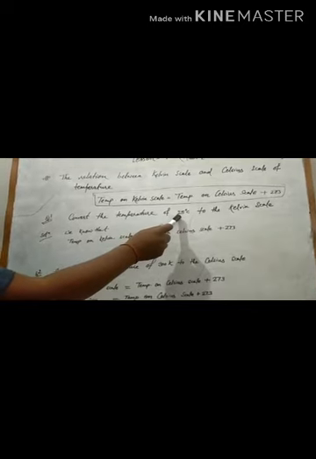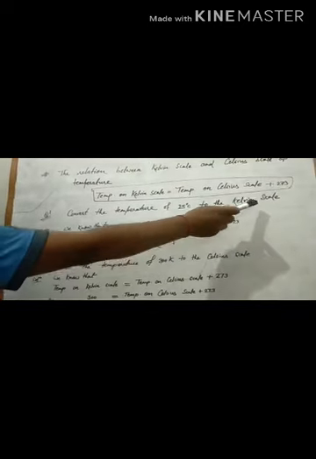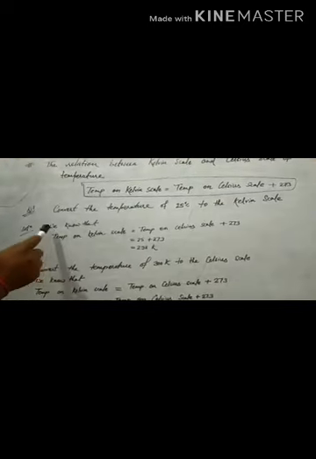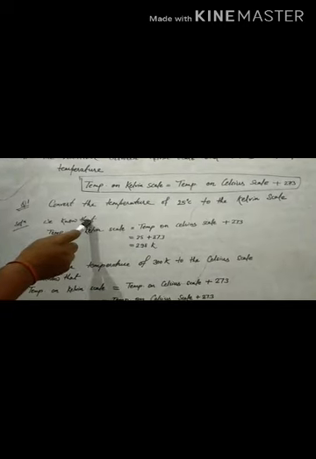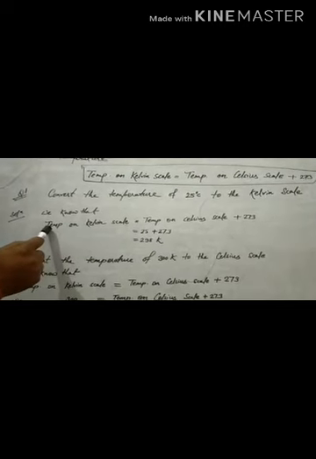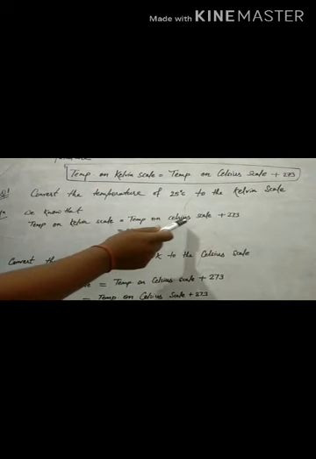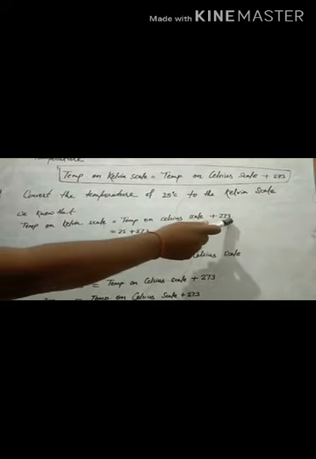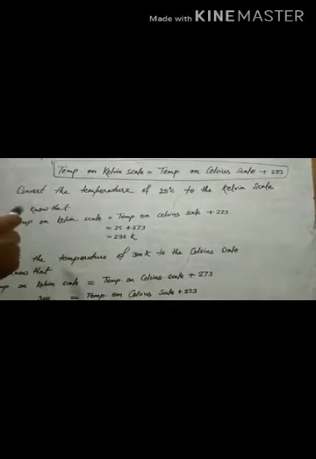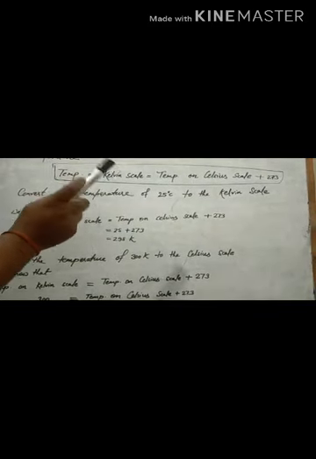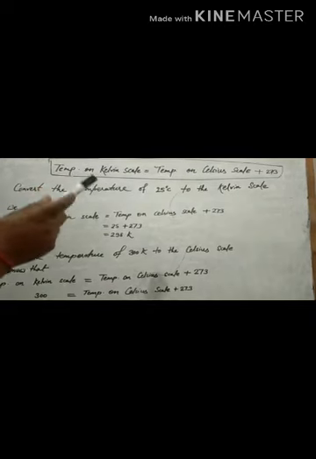Convert the temperature of 25 degrees Celsius to the Kelvin scale. We know that temperature on the Kelvin scale is equal to temperature on the Celsius scale plus 273. It is the formula of the relation between the Kelvin scale and the Celsius scale.